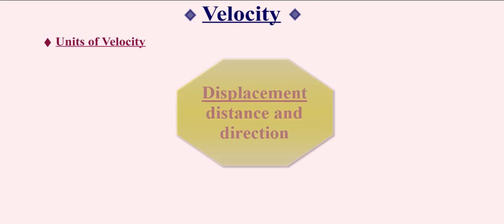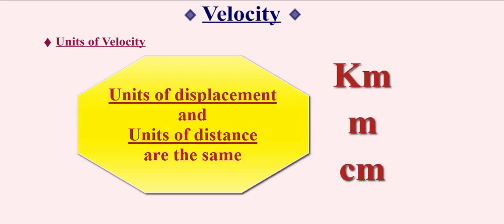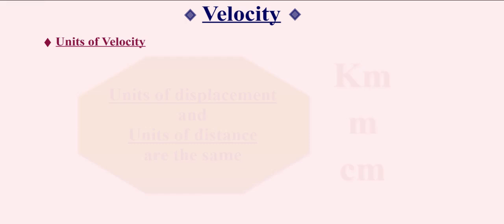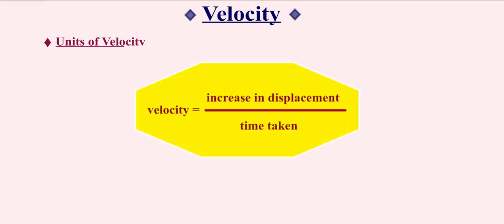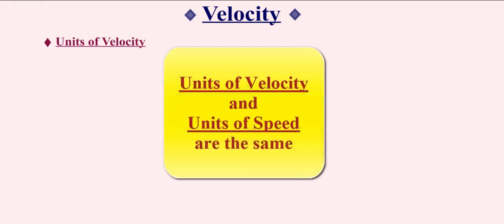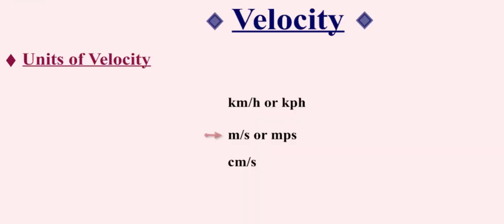Units of velocity. The unit of displacement is the same one as the distance: kilometers, meters, and centimeters. And the time, we know their units. So basically the velocity has the same unit as of the speed, which are kilometers per hour, meter per second, and centimeter per second.